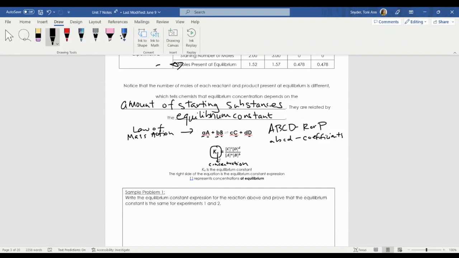The equilibrium constant is equal to the concentration of product C raised to its coefficient times the concentration of product D raised to its coefficient, over the concentration of reactant A raised to its coefficient times the concentration of reactant B raised to its coefficient. You might not have seen these brackets before. Brackets always represent concentration. However, because we're doing equilibrium now, in our equilibrium expression, that has to be the concentration at equilibrium.